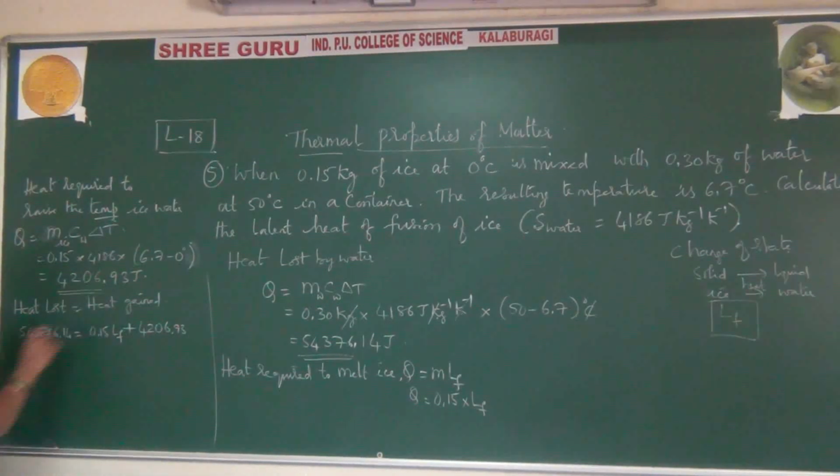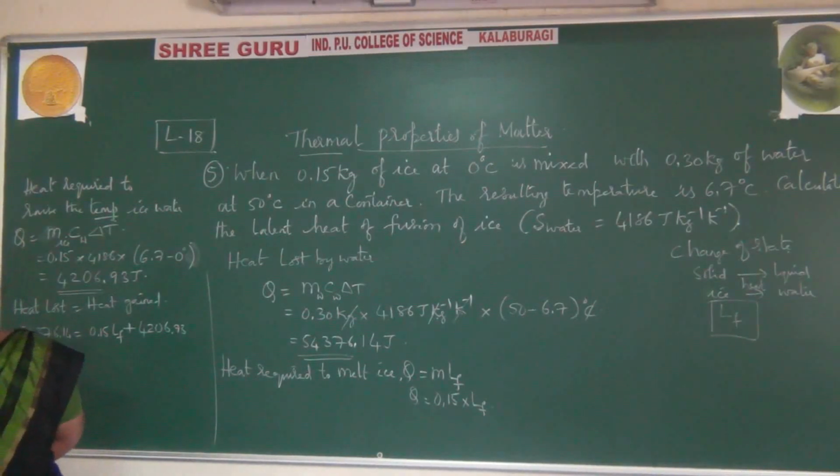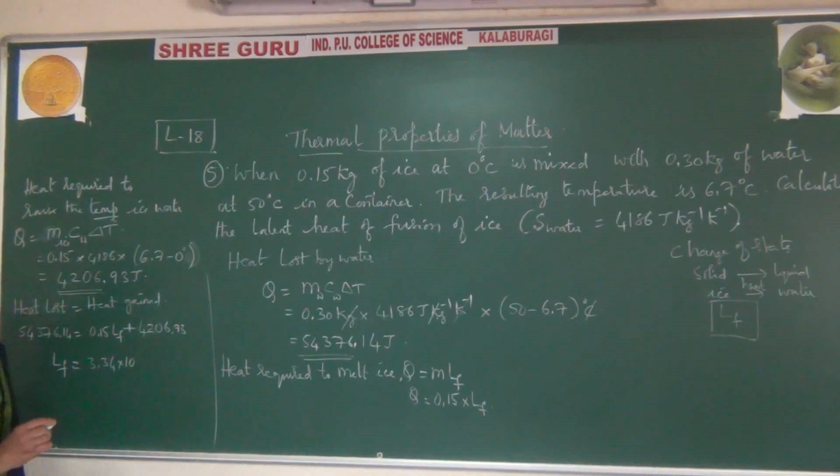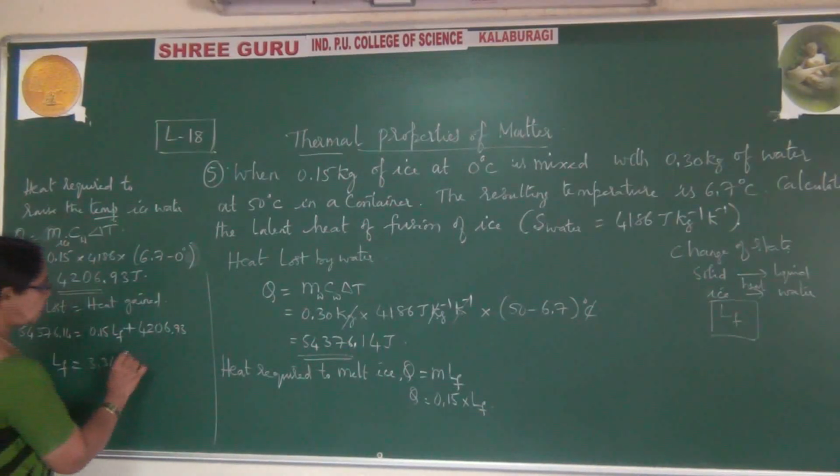Now by equating, you get LF. First we take this value and subtract it, then divide by 0.15. You get the answer, where LF is equal to 3.34 into 10 raised to 5 joules per kg.